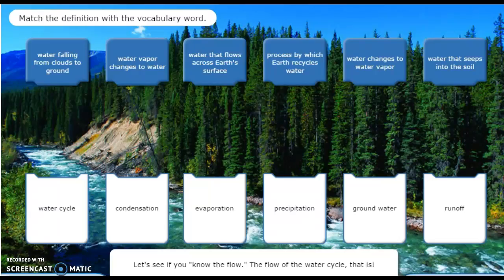Let's see if you know the flow. The flow of the water cycle, that is. Match the definition with the vocabulary word. Drag and drop to match your answer.